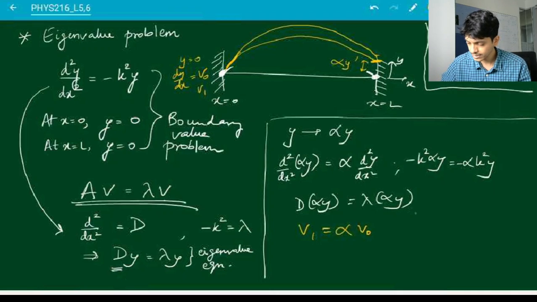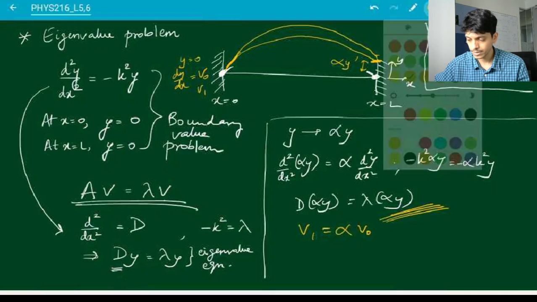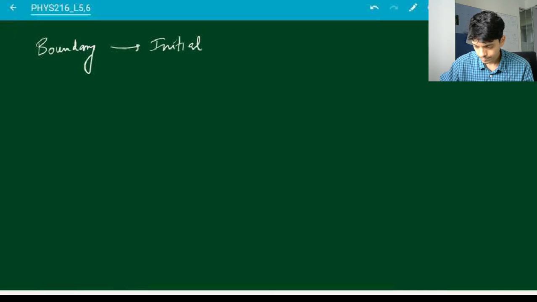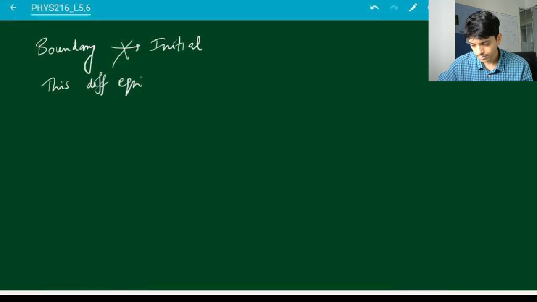And the reason for that is that this is a linear equation where if y is a solution, then alpha y is also a solution. So what does that mean? Then how do we get a solution? What we are saying is that in this particular case, you cannot convert your boundary value problem into an initial value problem. And the reason for that actually is that this differential equation will not have a solution.